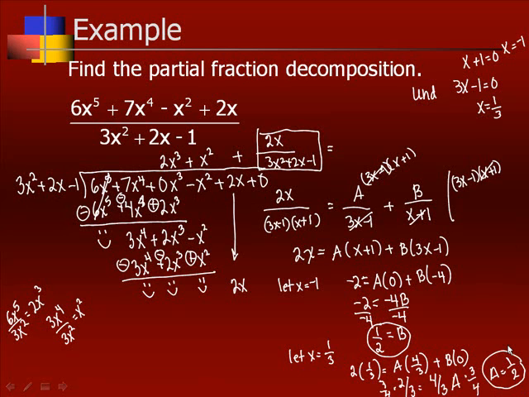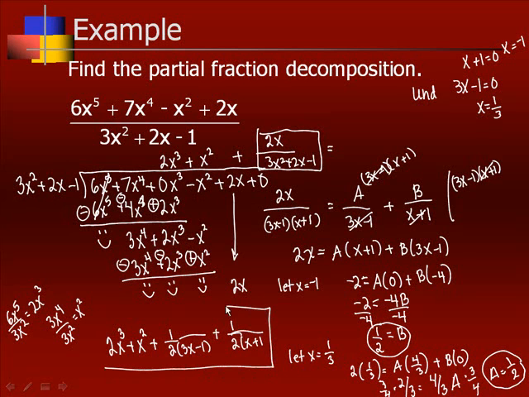So now when we go back up to our final answer, we've got 2x to the 3rd plus x squared plus, now we've got 1/2 for A, so that would be 1/2 times 3x minus 1. And then we've also got 1/2 for B, which would be 1 on the top, 2 on the bottom, x plus 1. So this would be our partial fraction decomposition.